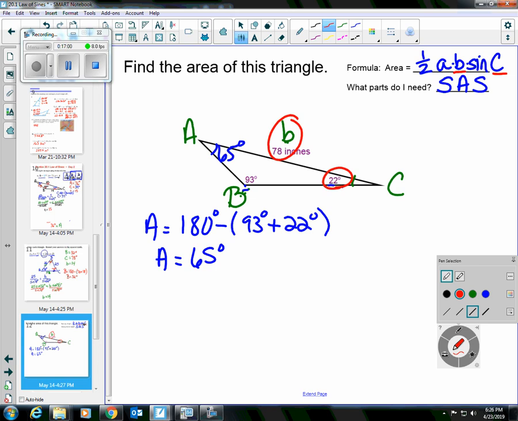So what I'm missing in the side angle side is this side right here, which is across from A, so I'm missing little a. Always think about the picture. I need a side, the angle in between, and the side. So the two sides are the legs that make up that angle. I'm missing A. But now that I know angle A, I can find it. I can use law of sines.